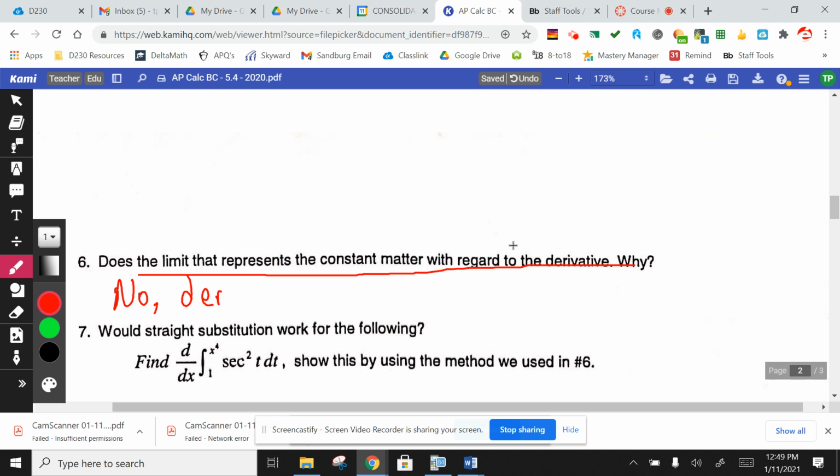It's just because the derivative of any constant is going to give us 0. Sorry, when I write on here, it's not good. Derivative of any constant is 0. So that's why the constant limit didn't matter.